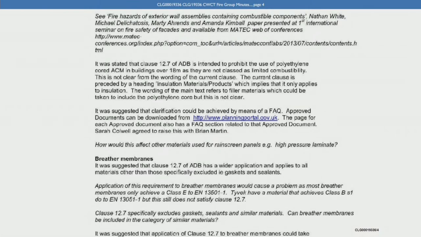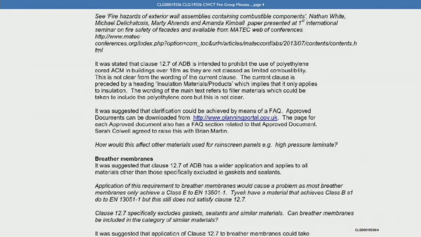It was stated that clause 12.7 of ADB is intended to prohibit the use of polyethylene, called ACM, in buildings over 18 metres, as they are not classed as limited combustibility. This is not clear from the wording of the current clause. The current clause is preceded by a heading, insulation materials stroke products, which implies that it only applies to insulation. The wording of the main text refers to filler materials, which could be taken to include the polyethylene core, but this is not clear.